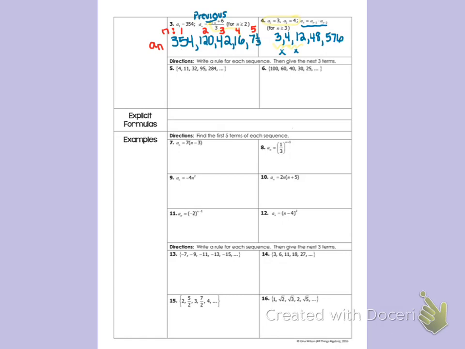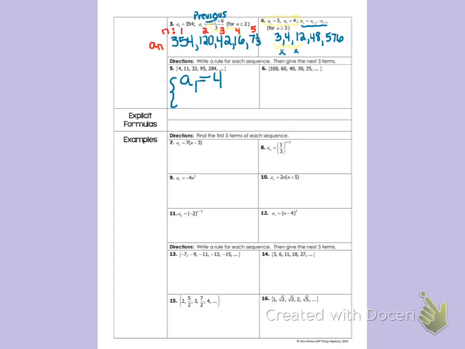Now in the next 2 examples, we're going to see if we can write our own recursive rule. And typically when you do that, you use some kind of fancy brackets like this, and it's a little different than how they did it here, but how we usually do it is we'll list whatever the given terms are first. So in this case, it says write a rule for each sequence, then give the next 3 terms. And so my first term here is a sub 1, and it is actually 4.